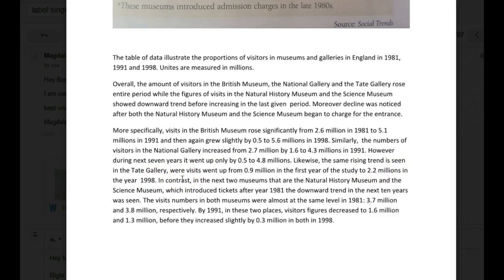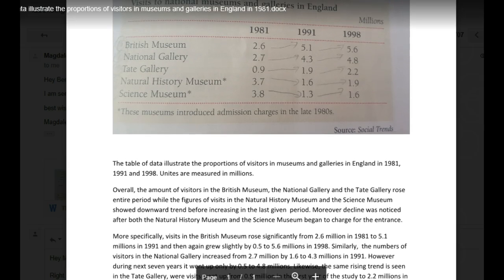In contrast, in the next two museums that are the Natural History Museum and the Science Museum, which introduced tickets after year 1981, the downward trend in the next 10 years was seen. The visits numbers in both museums, I don't know what that means. The number of visits, perhaps, in both museums were almost at the same level, 3.7 million and 3.8 million respectively. I'm a little confused. What are we talking about?